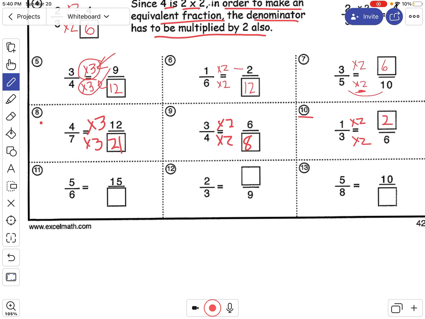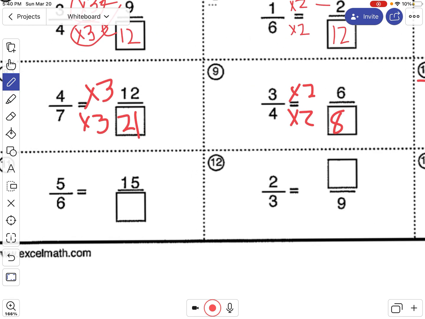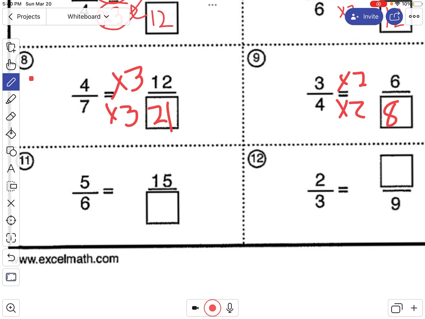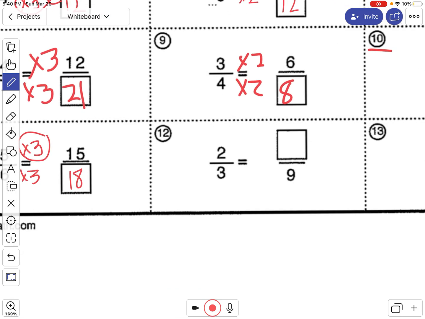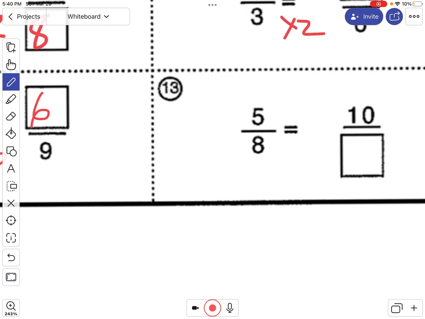All right, pause the video, do 11 through 13, and then turn it back on when you're ready. Number 11, what do we multiply 5 by to get 15? We multiply 5 times 3. Make sure you're showing all these little stuff like that on your paper. 6 times 3 is 18. How about this next one? 3 times 3 is 9. 2 times 3 is 6. And the last one. 5 times 2 is 10. So 8 times 2 is 16. There you go.